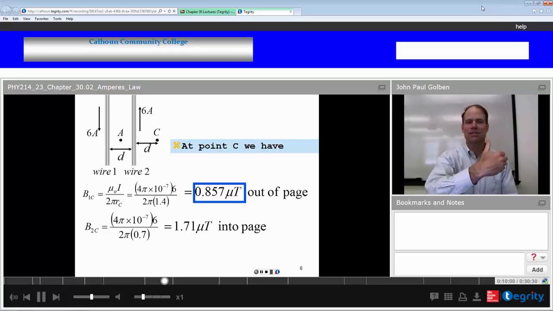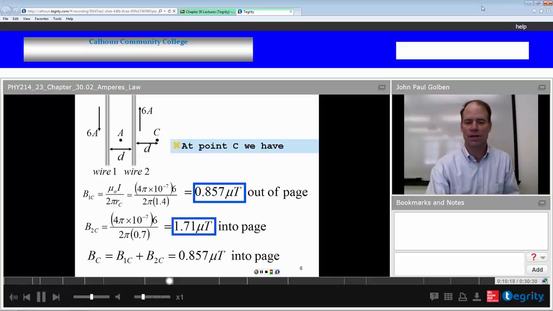Into the page. So at point C, we've got two magnetic fields, and they're going in opposite directions: 0.857 microtesla coming out of the page, and 1.71 microtesla going into the page. Which one's going to win? Well, one is going to subtract from the other, and we're going to end up with 0.857 microtesla into the page as we add these fields vectorially, but they're in opposite directions.